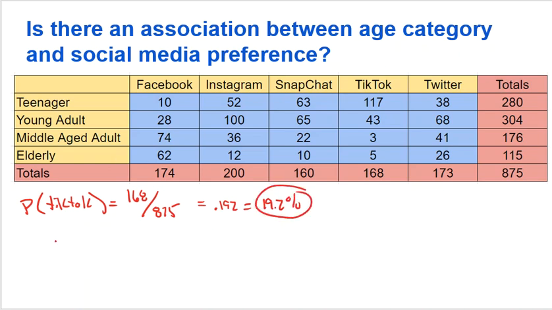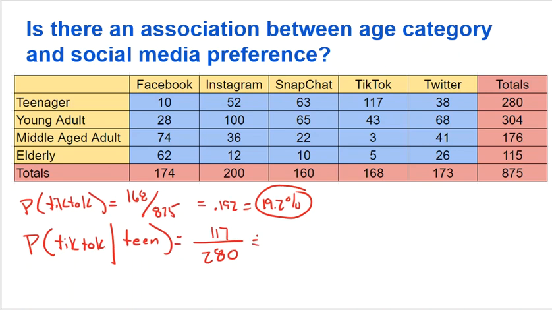Then what I want to do is start looking at, again, I'm still looking at TikTok. Do not change what you put first. But I want to see, does being a teenager change that? So now all of a sudden, I'm only looking at the teenagers, changing my denominator. 280 teenagers, 117 love TikTok, 117 divided by 280, 0.418, or 41.8%. Now, I don't think I really need to keep going. Pretty obvious. If you're a teenager, it certainly made you much more likely to use TikTok. And again, you don't have to do all of them, but do a couple to really hit your point home.